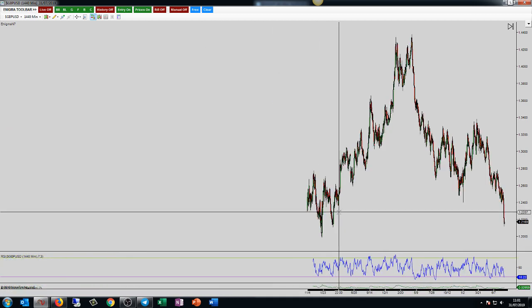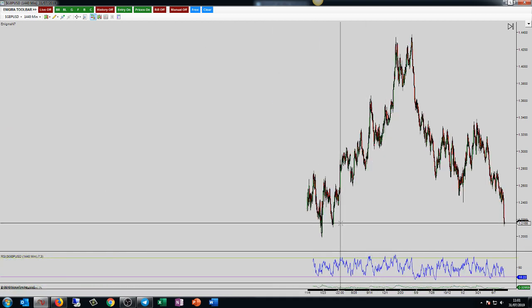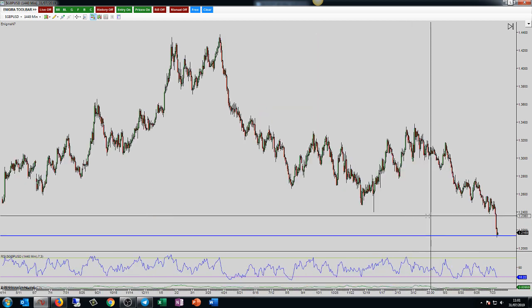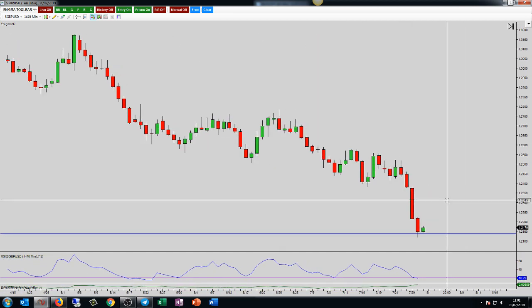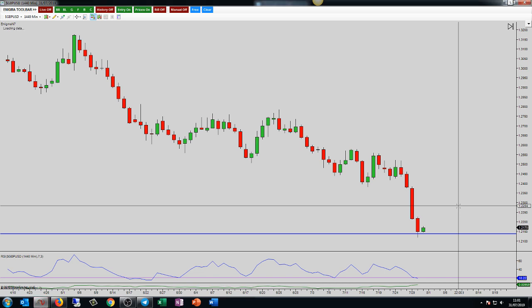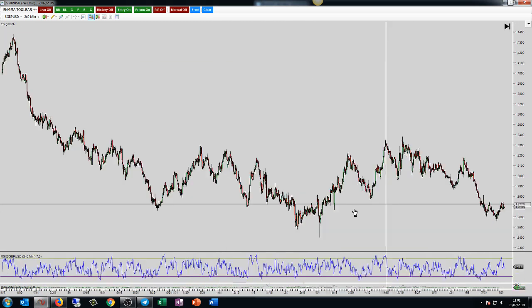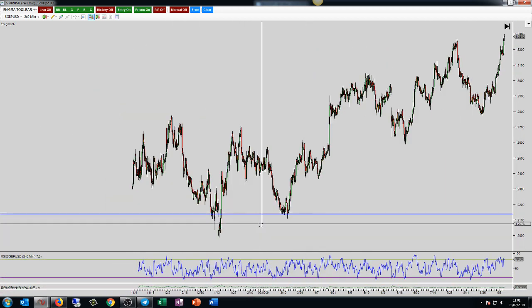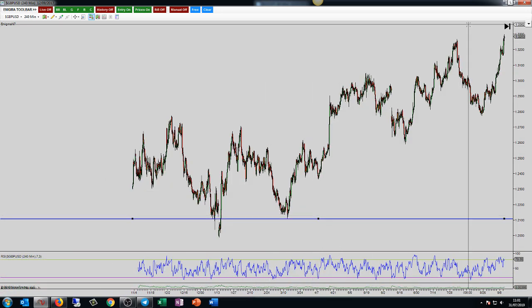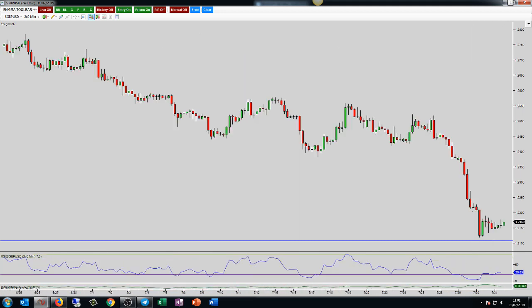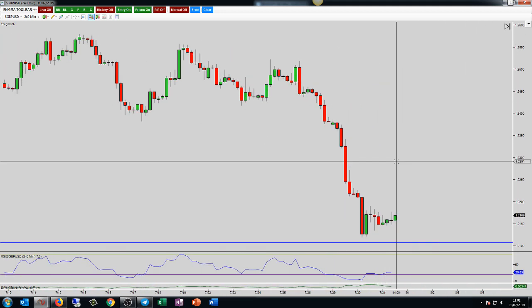Pound dollar. Well, we came to the area that we spoke about. Unfortunately, did not get involved. As we go to the 240, let's look left. Did we hold that structure level? That was the low of that structure level. Did we hold it? We've not actually come down into it yet.